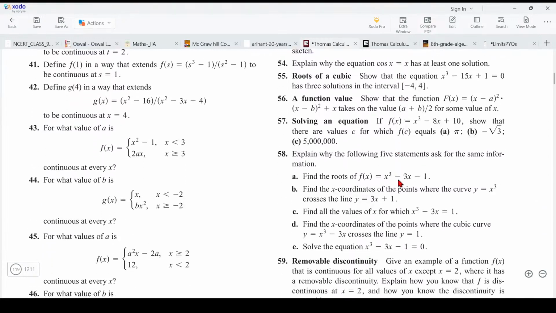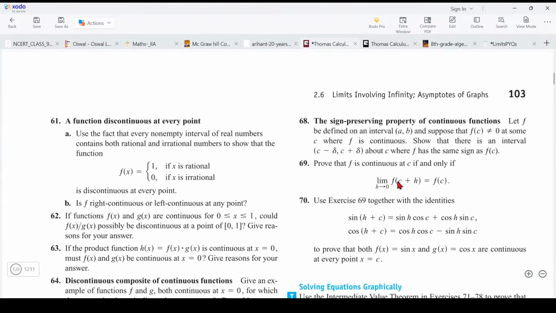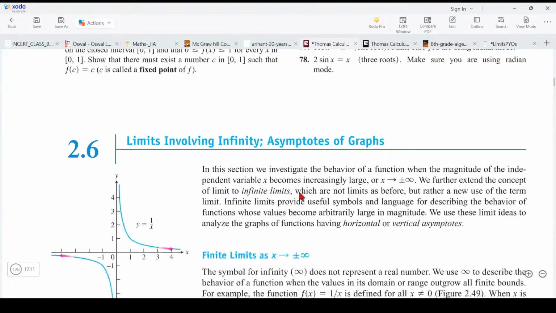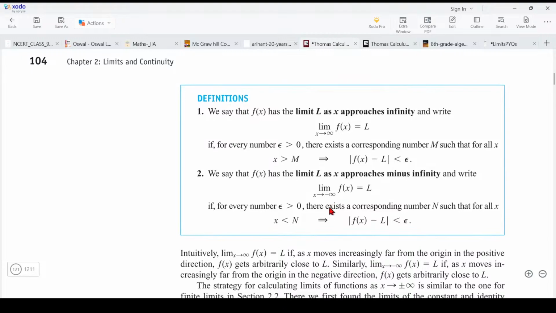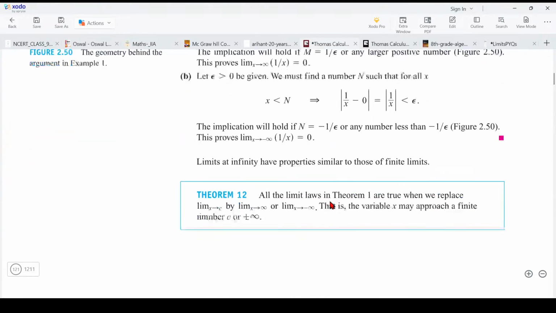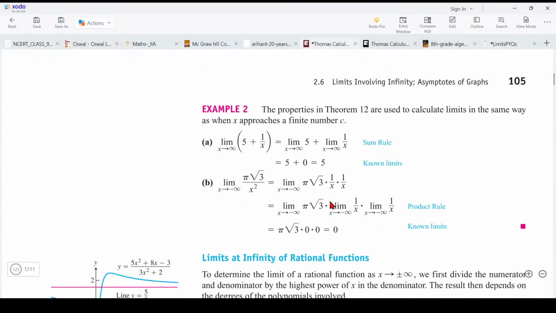Removable discontinuity also we discussed. Now, this is about asymptotes.